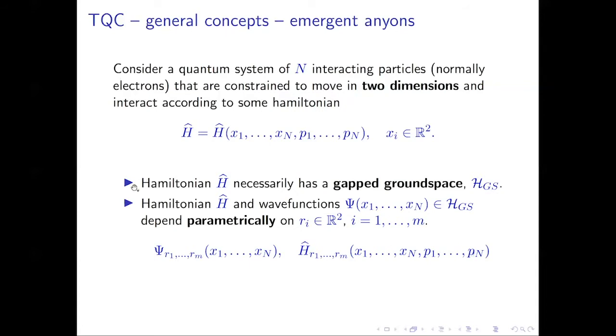Now what's necessary is that this Hamiltonian has a gapped ground space, and the ground space will be denoted by HGS. Gapped means that there is a finite energy gap between this space and all excited levels. Yes, gapped means it doesn't close with the system size. Yes, if you take large N, for instance, then this gap doesn't close.